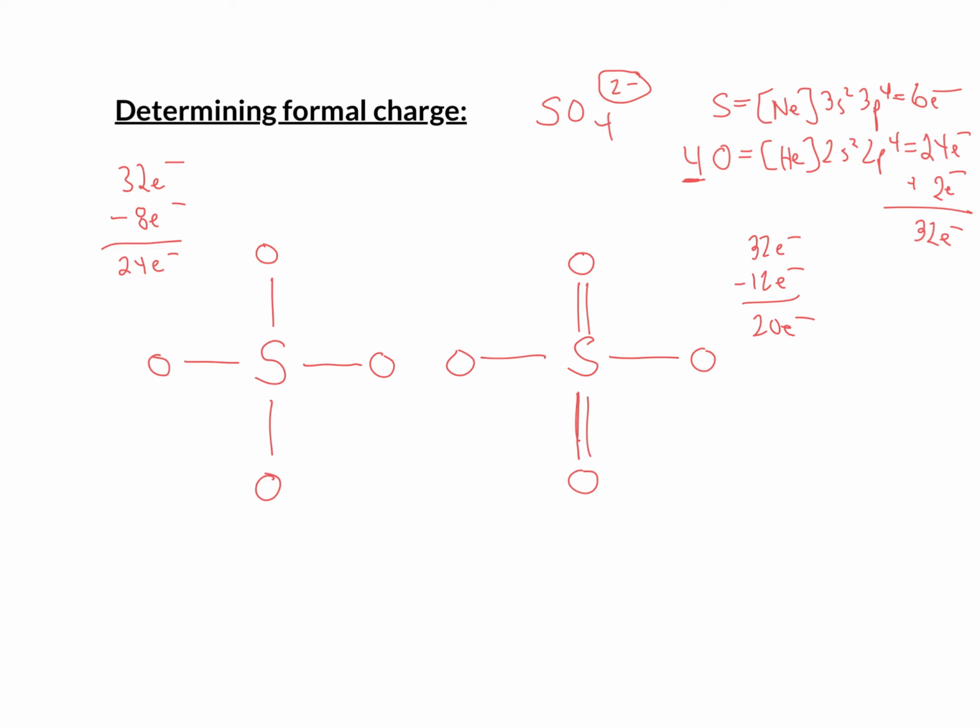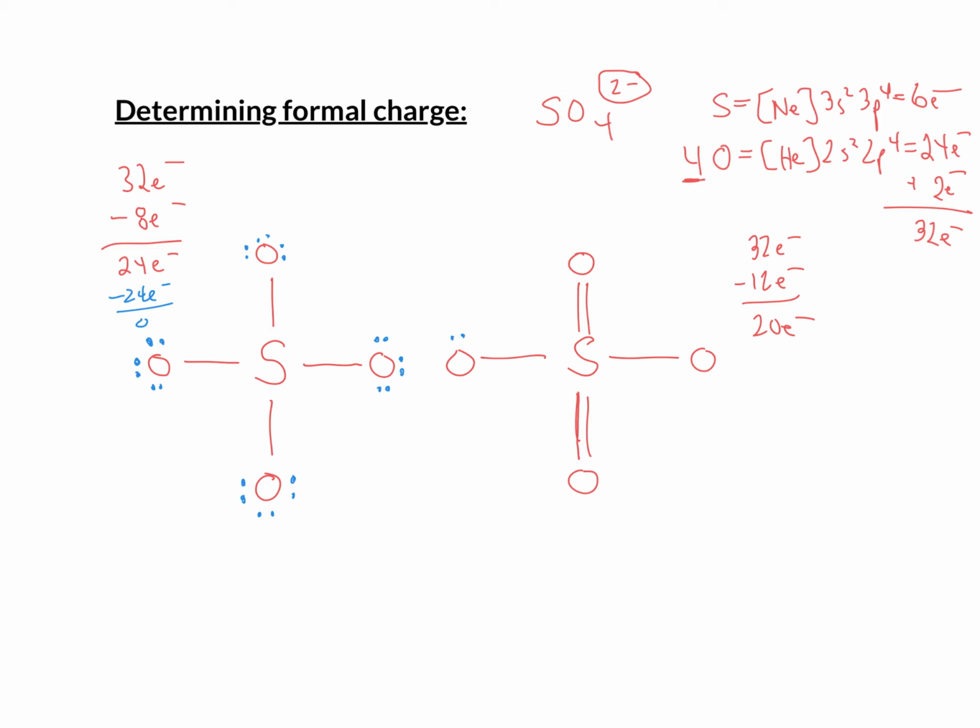On the left, I've got 24 electrons to assign. There's 6, there's 12, there's 18, and here's 24. So I assigned all of those 24 electrons. That's a valid Lewis structure. The one on the right, I've got 20 electrons left.